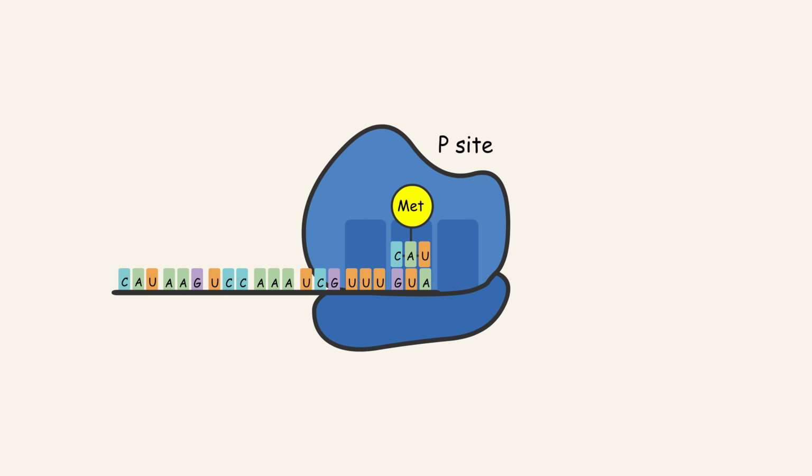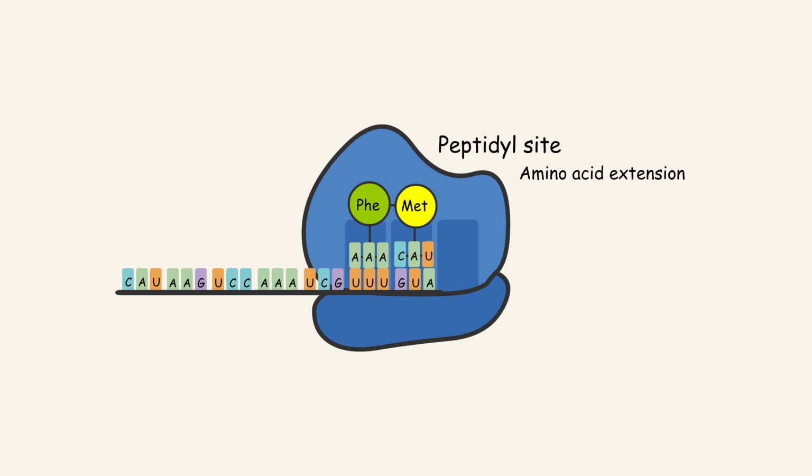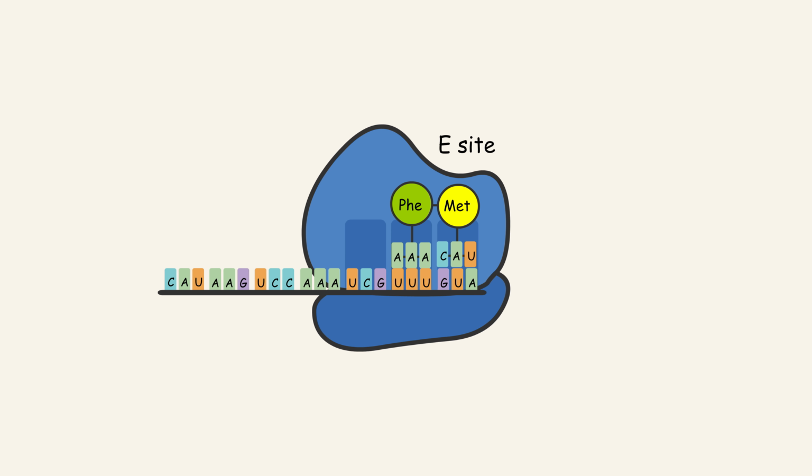Next is the P site, or the peptidyl site. This is where the growing protein chain is held and extended. A new tRNA enters the A site, another amino acid is added to the chain, and the tRNA that has already done its job moves to the E site, the exit site, and leaves the ribosome.